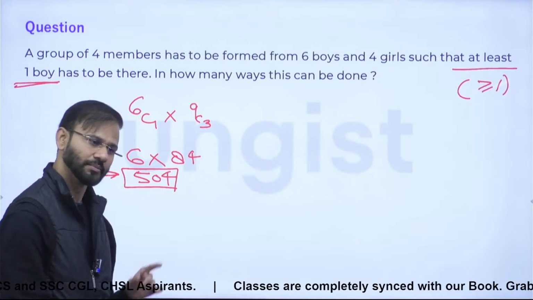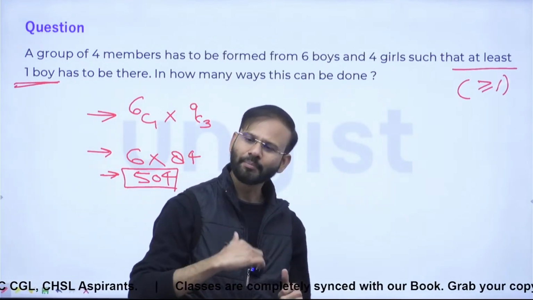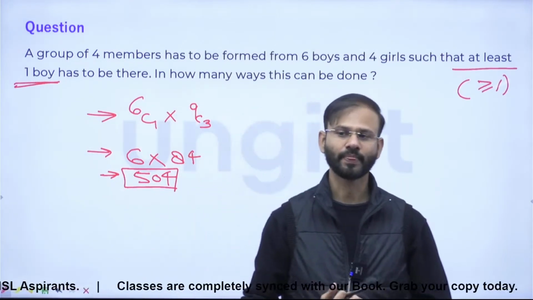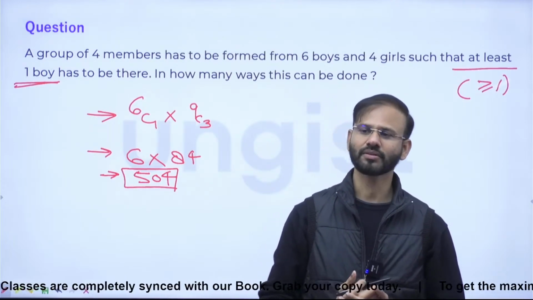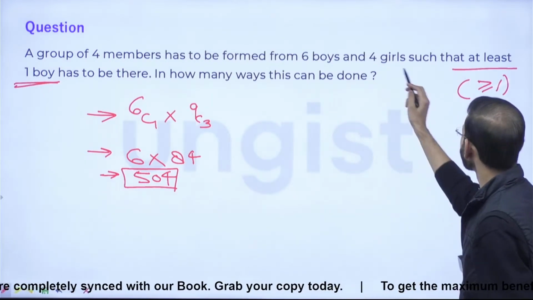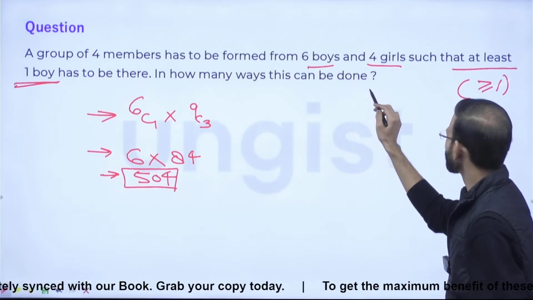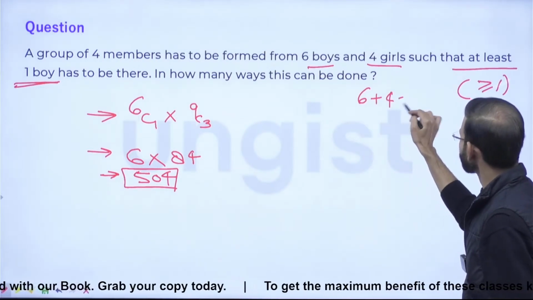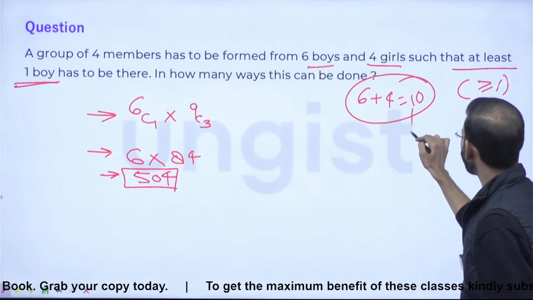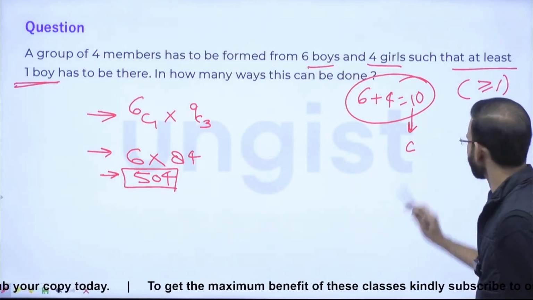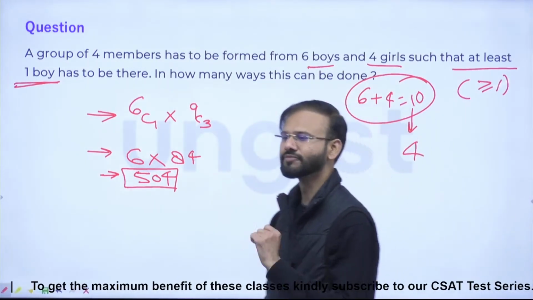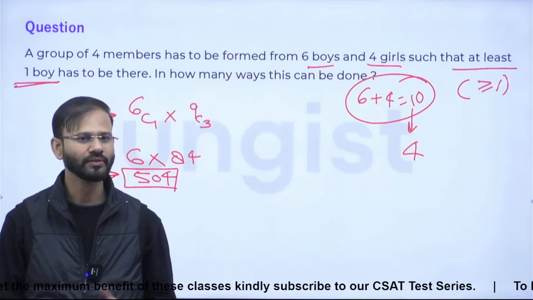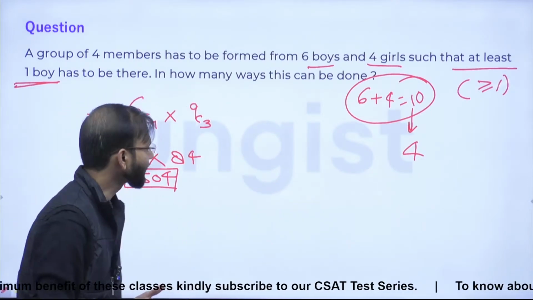But the maximum answer can be what? The maximum answer can be 10C4. Why? Because there are 4 girls and 6 boys, so they are 6 plus 4, they are 10 members, and out of that 10 members, you have to choose 4, right? So the maximum answer can be 10C4, right? The maximum answer can be 10C4.